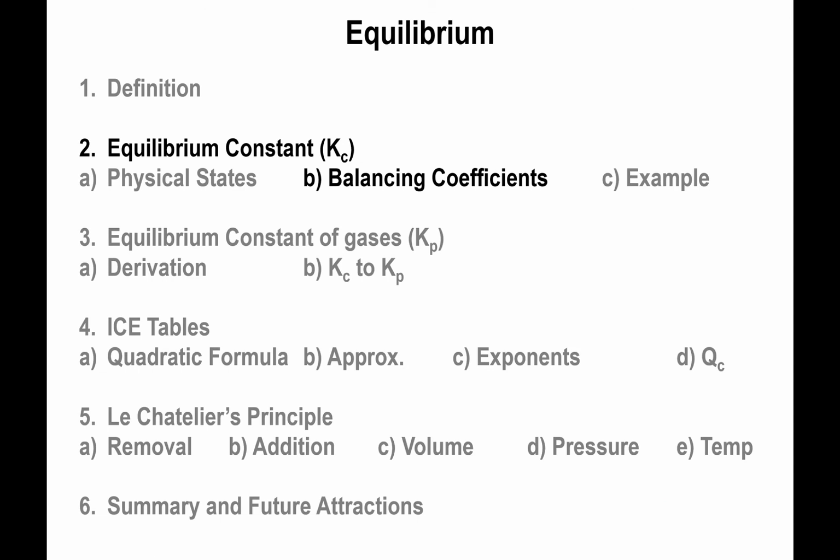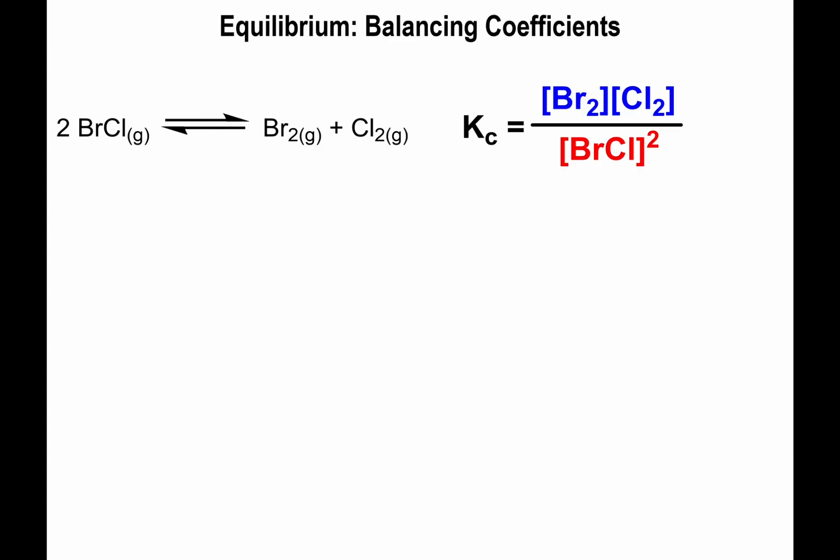All right, I'm going to look at some of the balancing coefficients before I end this video, and then I'll give you an example in the next video. But the balancing coefficients do affect the value of the equilibrium constant. So what that means is that if you change the reaction, so right here we have the 2 BrCl forming the Br2 and the Cl2, right? And we already got the expression in the previous example.